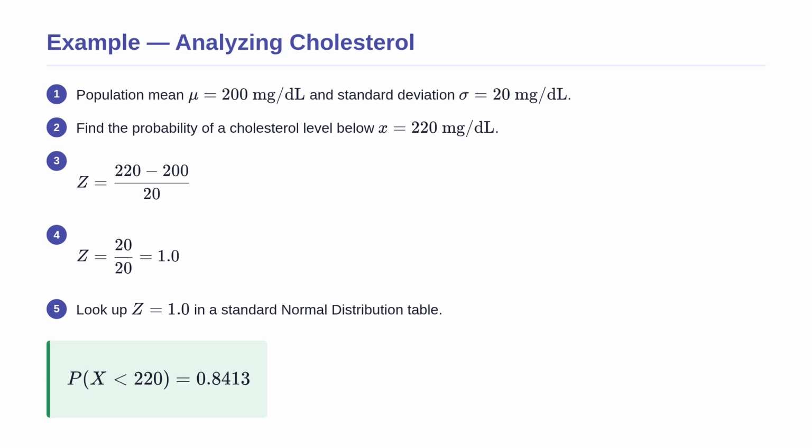We chose the z-score approach to standardize this continuous data. We substitute 220 for x, 200 for mu, and 20 for sigma. Subtracting gives us 20, and dividing by 20 gives a z-score of exactly 1.0. Looking this up in a standard table gives 0.8413. Physically, this means approximately 84% of the adult population has a cholesterol level below this threshold.